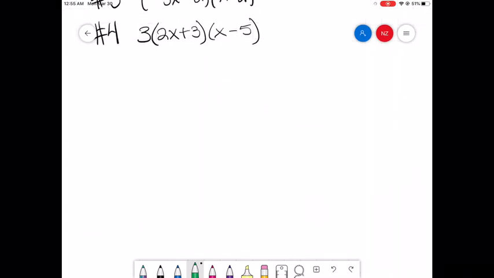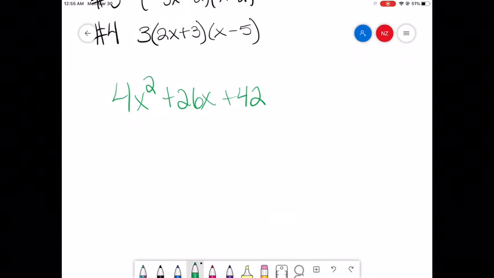So for number 1, you had 4x squared plus 26x plus 42. Remember, step 1 was to simplify by finding the greatest common factor. When I started looking at this, I first thought that they both go into 4, but that's not necessarily true. So then I got to try the next number. How about 2? They all go into 2, and that's the only factor I can take out here. So if I divide everything by 2, I have 2x squared plus 13x plus 21.